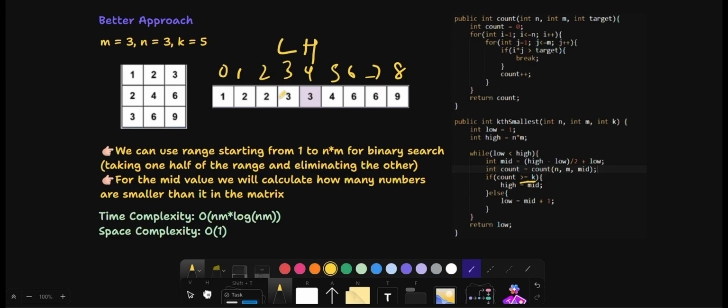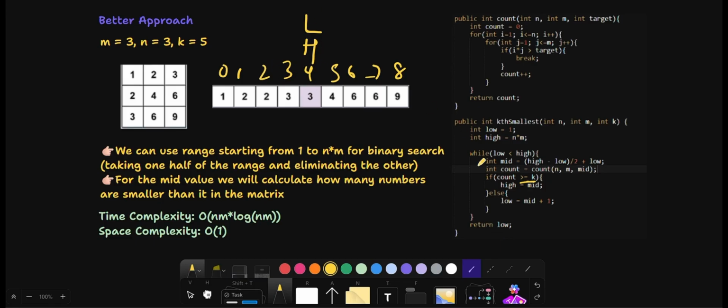So 4 plus 3 by 2 is 3. So mid will be here. This particular index is the fourth smallest element, but we need the fifth smallest element. So again, we have to increase the low value. So low will come here. Whenever low and high meet, we break the loop and directly return low. Low or high, you can return either of them because both of them are the same.